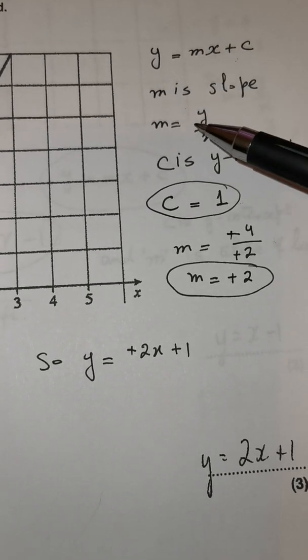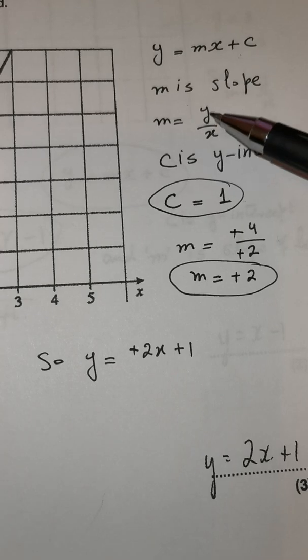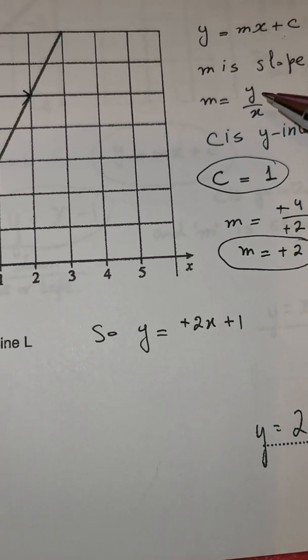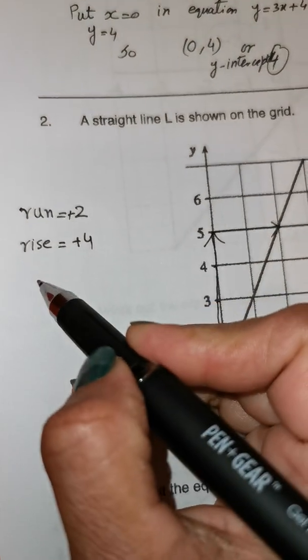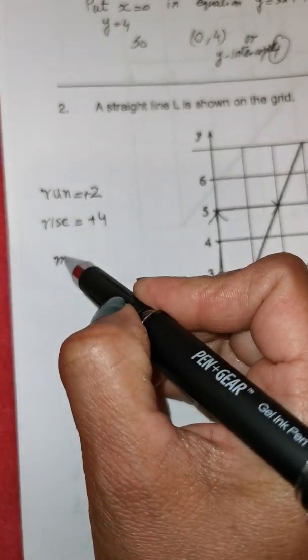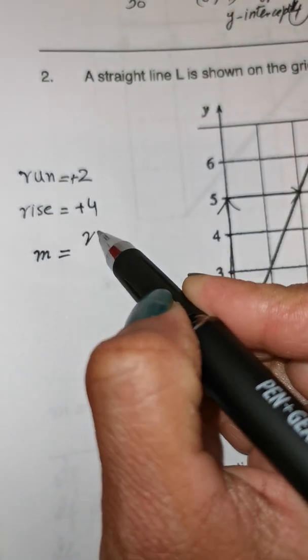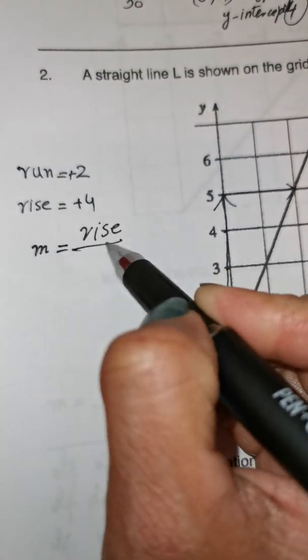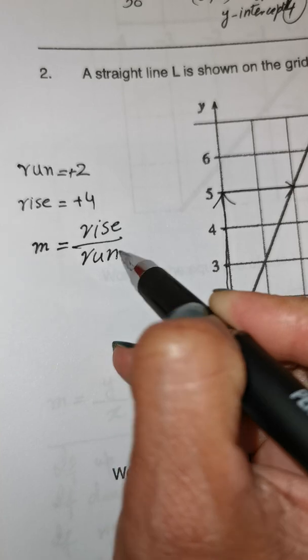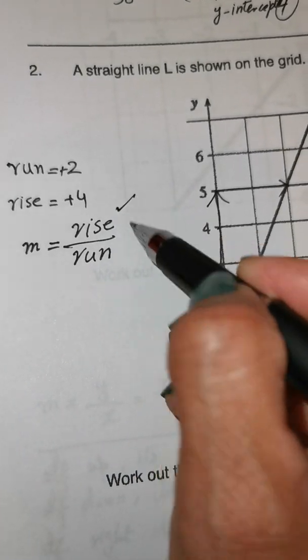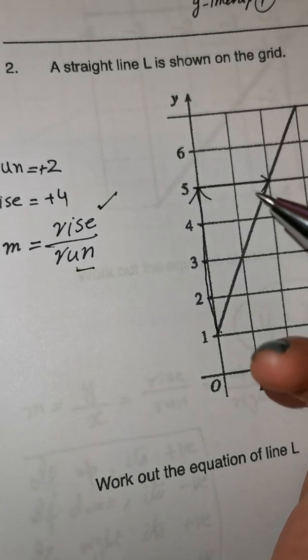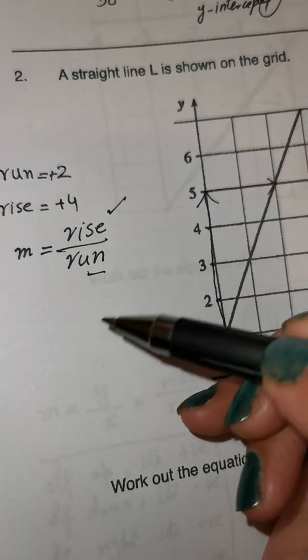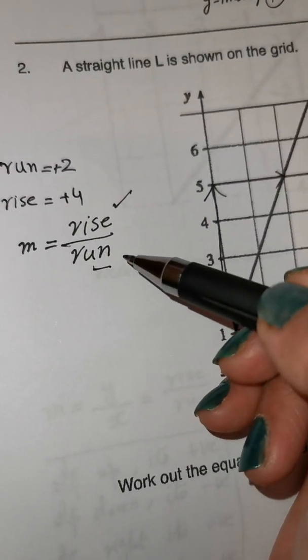For slope, I have told you it is equal to y over x. The other way of finding the slope is called the rise over run formula. Rise over run formula means the slope can be found by this formula also. So how can we find it? Rise will be above and run will be below the line. How can we remember this formula?